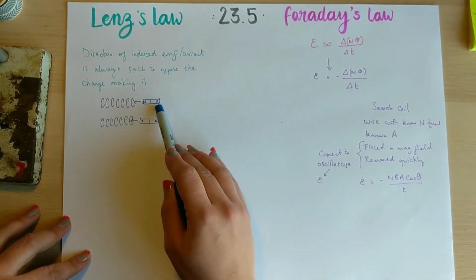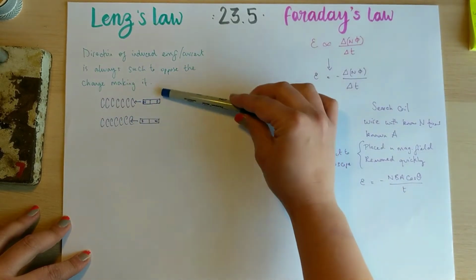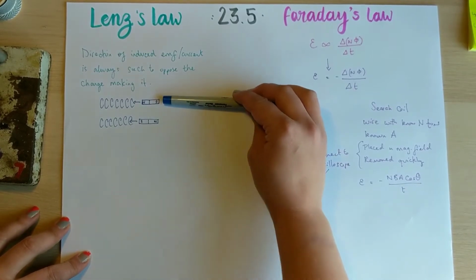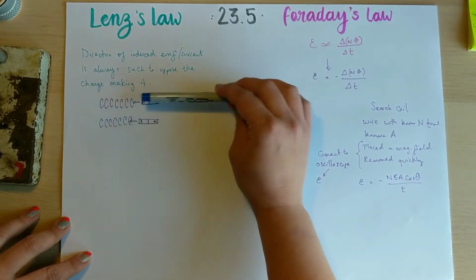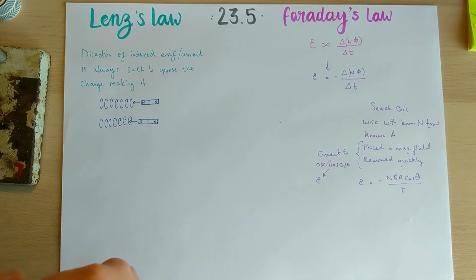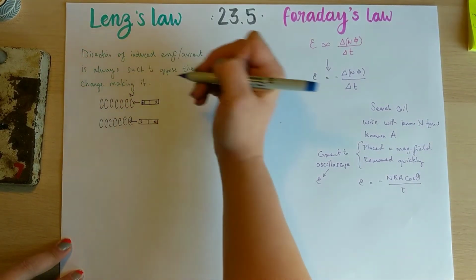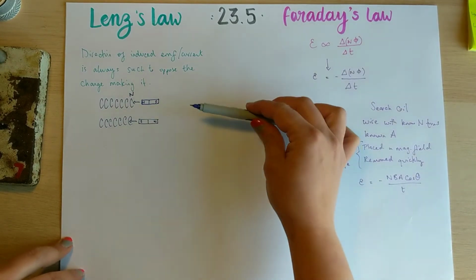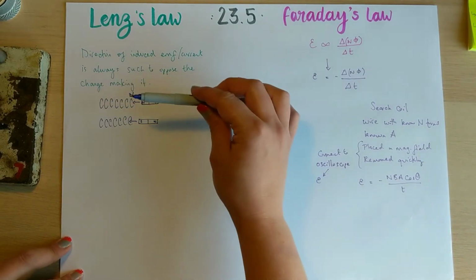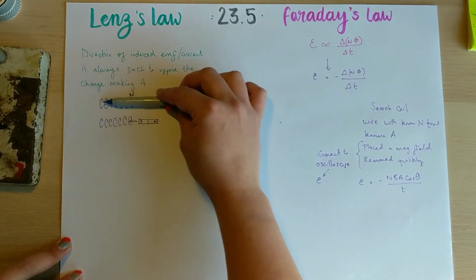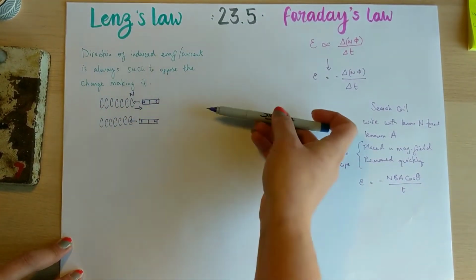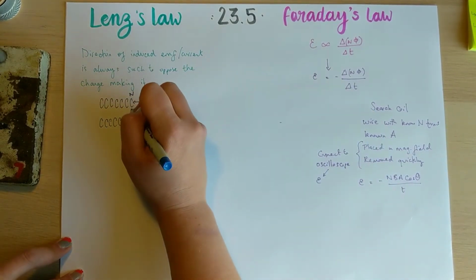So if we push the north pole in, we are doing work. Think back to principles of conservation of energy. If we're doing work to push in the north pole of the magnet into the coil, then what must happen is that this end must be north. Then when it's being pulled out, we're still doing work to pull a north pole away, so therefore it must be south.